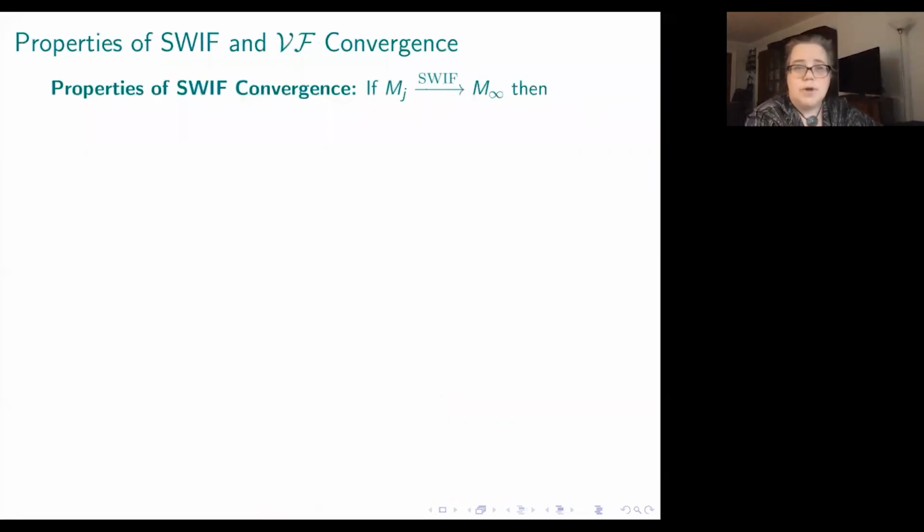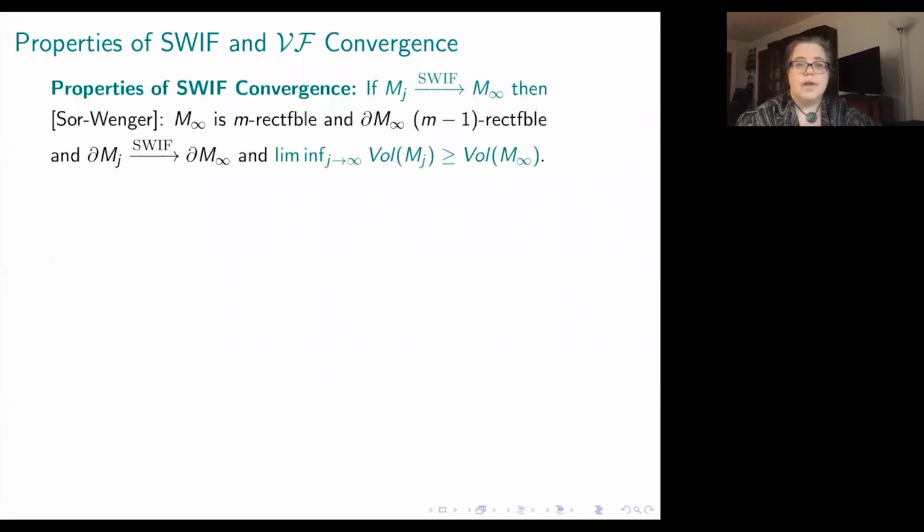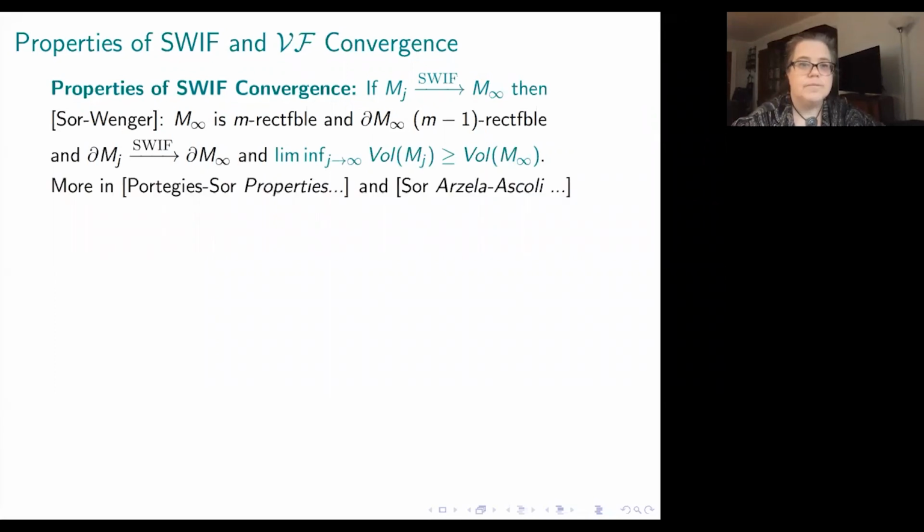So we have some nice properties. The properties of the intrinsic flat convergence are: if M_j converges to M infinity, then we get, in our paper, that it's M-rectifiable. It has a boundary that's (M minus 1)-rectifiable. The boundaries also converge, so the boundaries are limits. The lim inf of the volumes is bigger or equal to the mass of the limit space, which I'm just calling volume to be simple here.